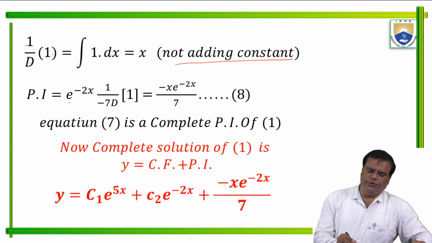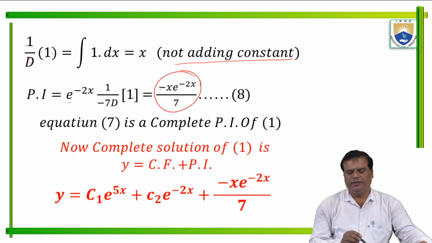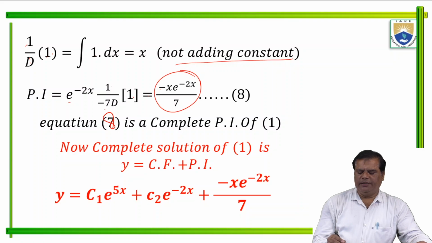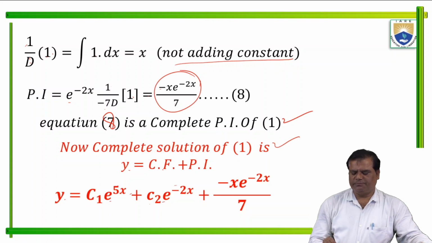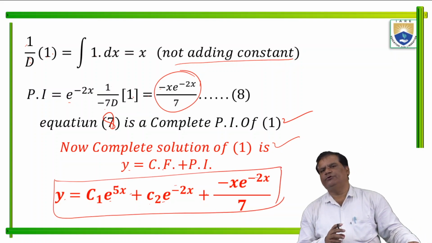So PI is equal to e to the power minus 2x, 1 upon minus 7D into 1, equal to integration of 1, which is x. So minus x e to the power minus 2x by 7. This is PI, equation 8 is complete. Now the complete solution of 1 is y is equal to CF plus PI. So y is equal to c1 e to the power 5x plus c2 e to the power minus 2x, minus x into e to the power minus 2x by 7. This is the complete solution of equation 1.